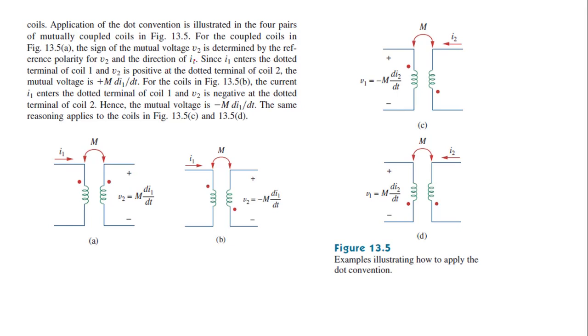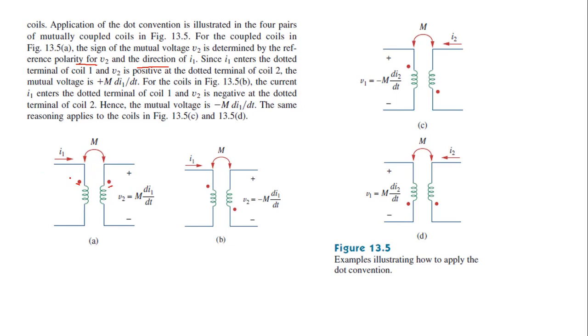Okay, so here the application of dot convention is illustrated in 4 pairs of mutually coupled coils shown here. For the coupled coils in figure 13.5a, the sign of the mutual voltage V2 is determined by the reference polarity for V2 and the direction of I1. So from the reference polarity and the direction of I1, we are going to determine the polarity of the mutual voltage, right? So here you can see that there is a dot placed here and there is a dot placed here.